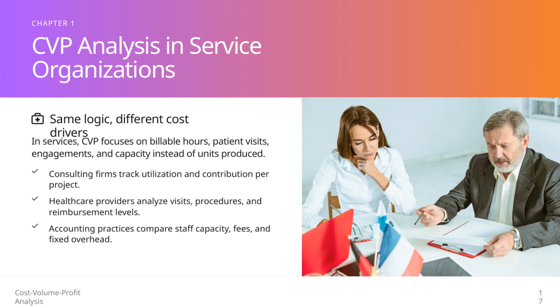For example, consulting firms often track utilization rates and the contribution margin generated by each project. In healthcare, providers analyze patient visits, medical procedures, and the reimbursement levels they receive. Accounting firms, meanwhile, focus on staff capacity, billing rates, and fixed overhead costs to understand profitability. So, while the principles of CVP analysis hold, the metrics and data points we use shift to fit the service context. This helps these organizations manage costs and revenues to improve financial performance.